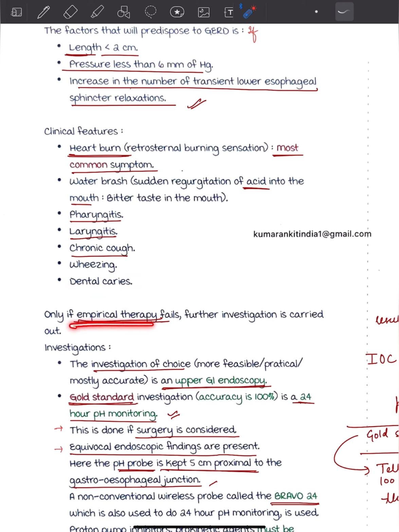Now only if the empirical therapy fails, further investigations are carried out. What is empirical therapy? We try to limit the acid production. We try to give medical management basically, and if that fails, we investigate further. Now what are the investigations? The investigation of choice is an upper GI endoscopy. We do endoscopy for that. What is gold standard? It is a 24-hour pH monitoring, and it is only done when surgery is considered.